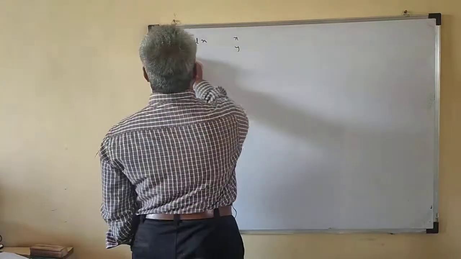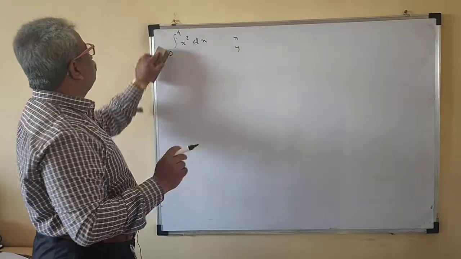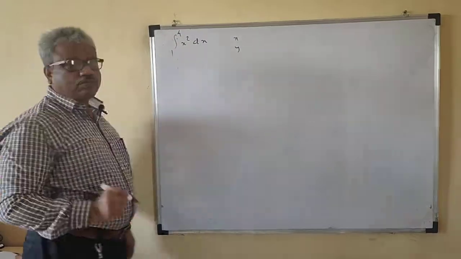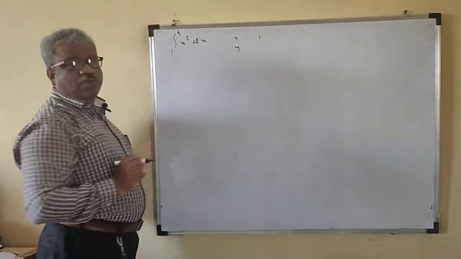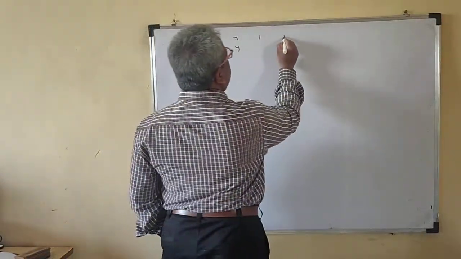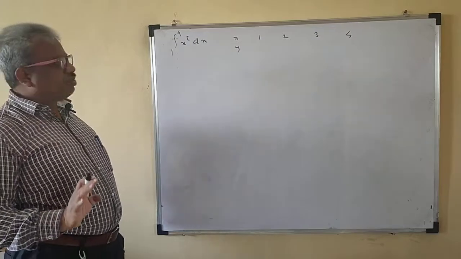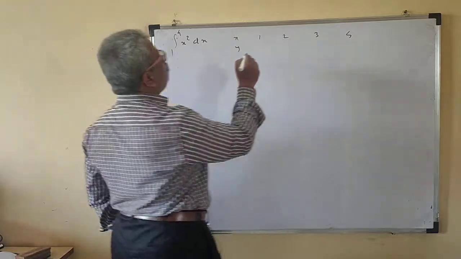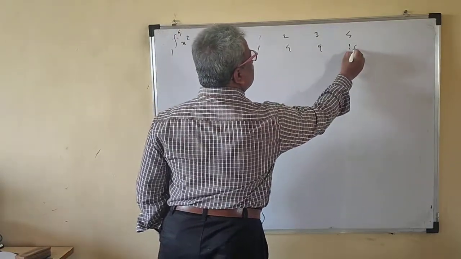This integration is from 0, though it may also start from 1. If it starts from 1, you have to start from 1; if it is 0, then you have to start from 0. So this is 1, 2, 3 and 4. Just stop at 4. Now take the square of each: 1, 4, 9, 16.